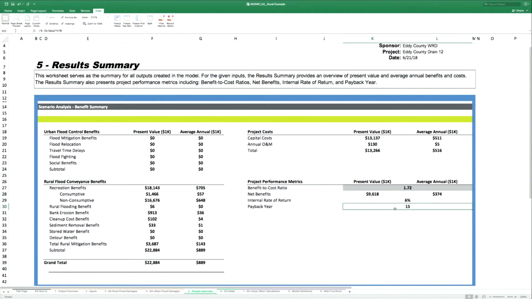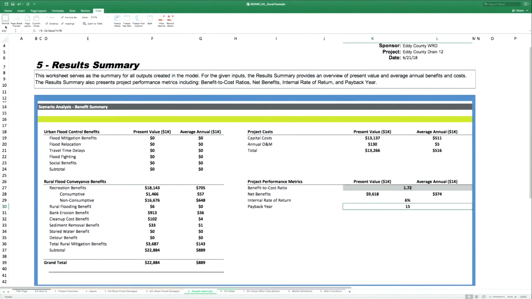Internal rate of return is very similar then to payback year. So this is saying that, based on all the benefits that are quantified, those benefits would return the initial investment costs within 15 years. Make sense? So every year after year 15 is added benefit over the initial investment cost.